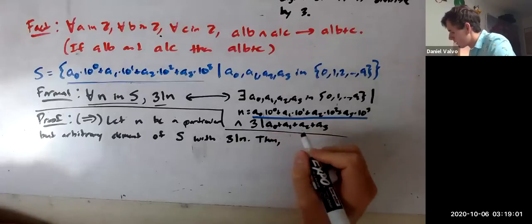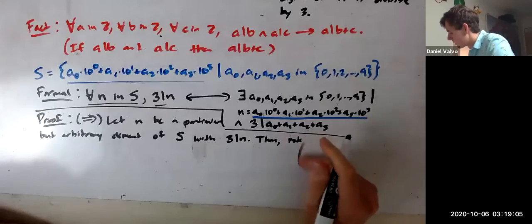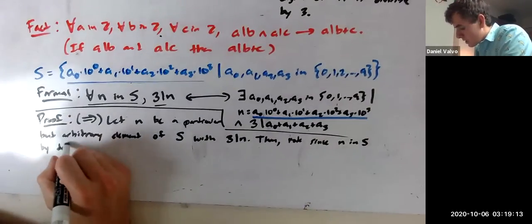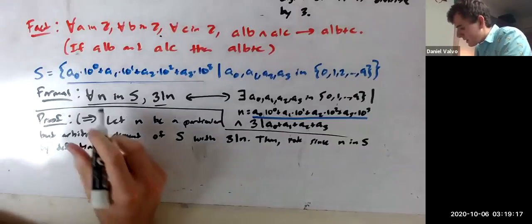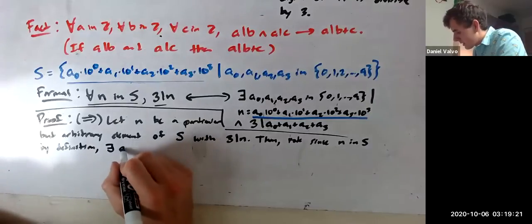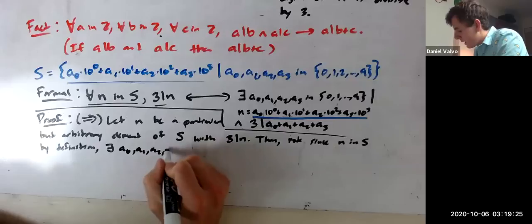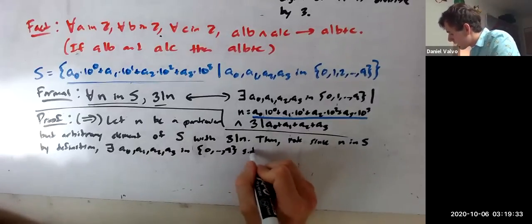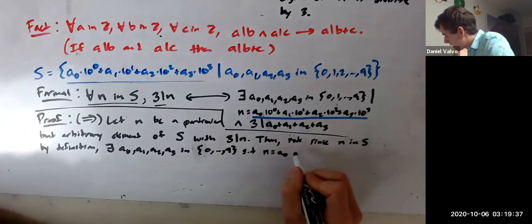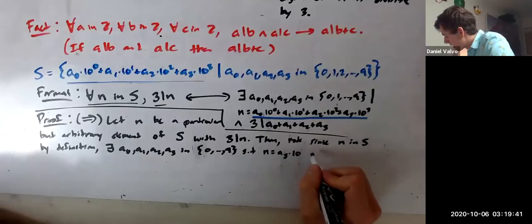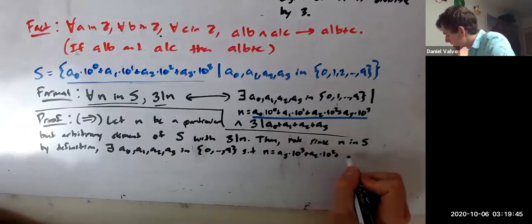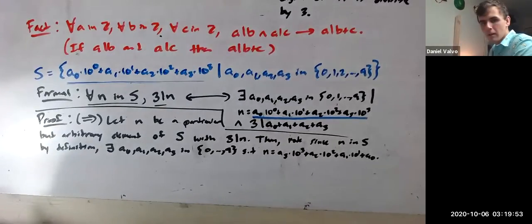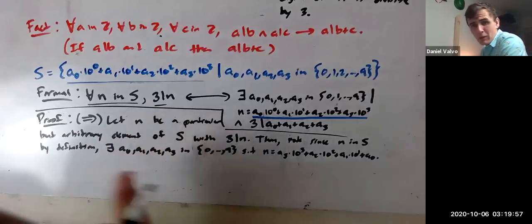Then, note, since n is in S, by definition of S, because S is all these numbers here that can be written like this, there exists A0, A1, A2, A3 in 0 to 9, such that n equals A3 times 10 cubed plus A2 times 10 squared plus A1 times 10 to the 1 plus A0. That's just by definition of being in S. We haven't done anything special yet.